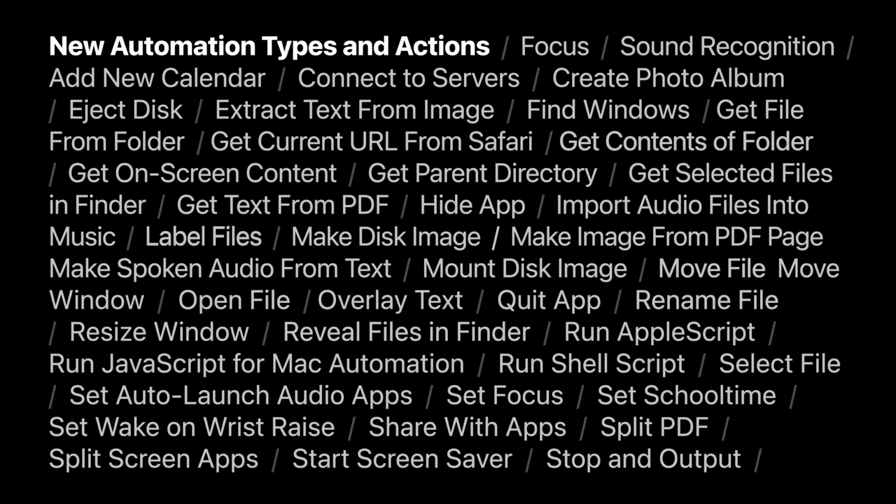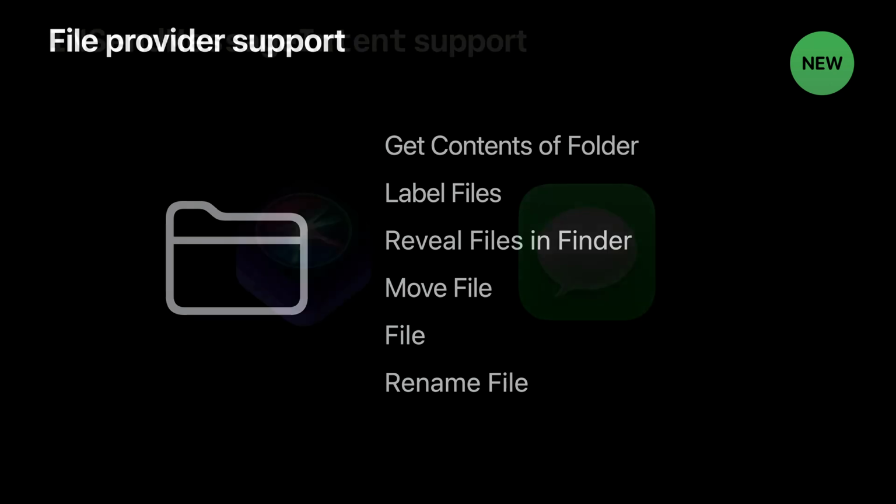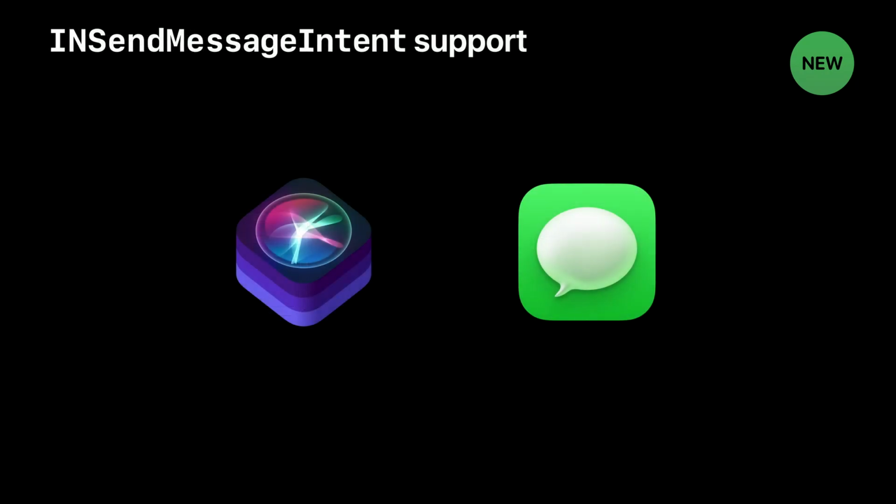This year, we also added 2 new automation types for focus and sound recognition, along with a whole new suite of actions that let you manage your windows and files, plus many more, which we'll highlight later. We'll cover how your app too can provide custom actions for people to create powerful shortcuts. By the way, if your app integrates with file providers, these new files actions will automatically work with the files that your app provides. And if you have an app that adopts the existing SiriKit messages intent, we'll now automatically expose this capability via a custom send message action from your app.